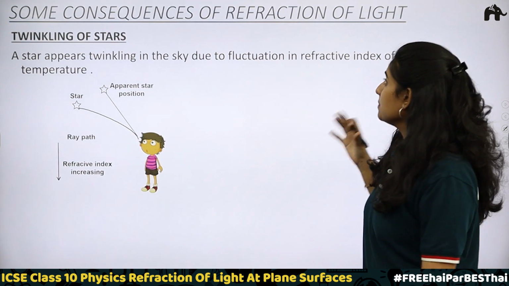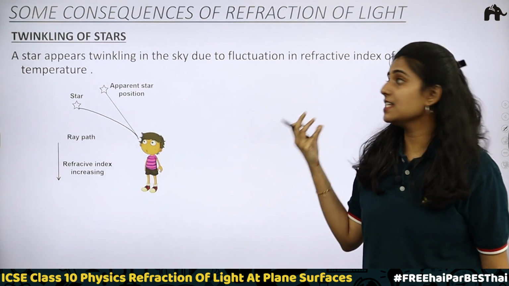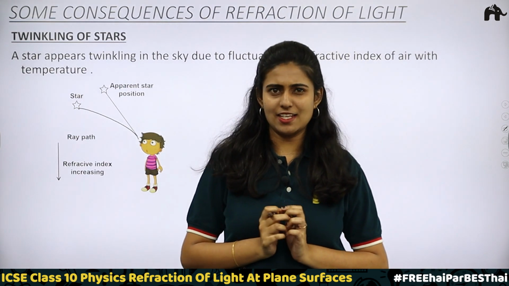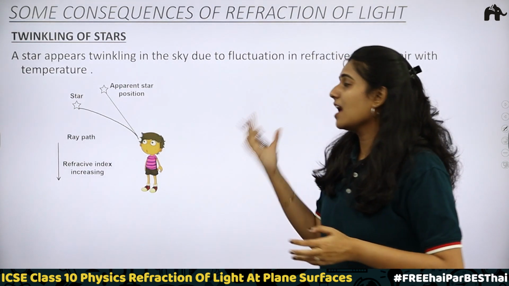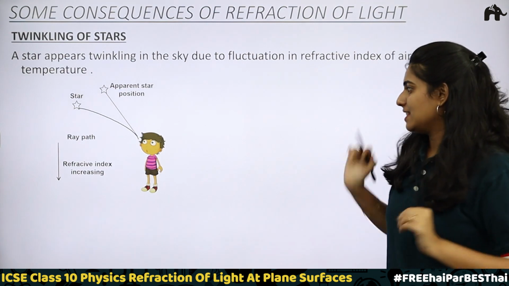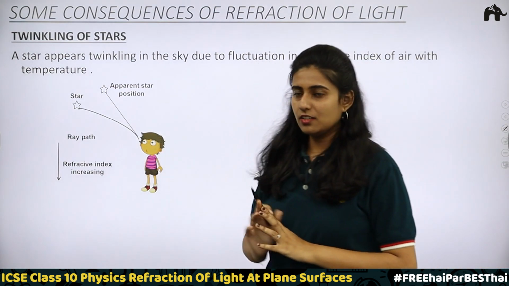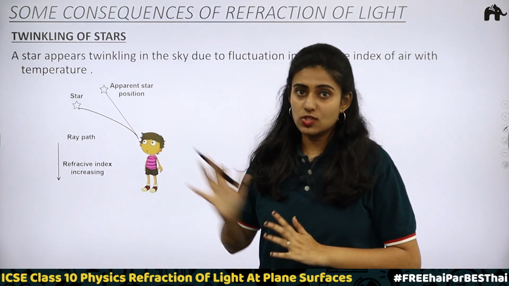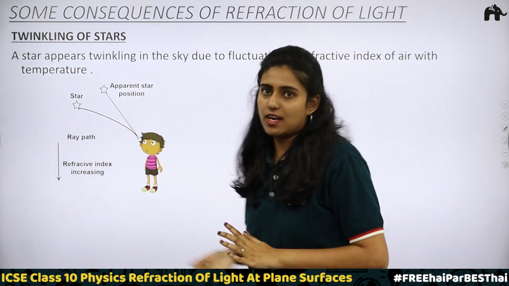Now we'll be discussing some consequences of refraction of light. First is the twinkling of stars. You all have seen stars twinkling in the sky at night. Now what is the reason? Is the star changing its position? Let's see. Here we have a boy who is viewing the star. What he is seeing is not the actual star's position, but an apparent position.